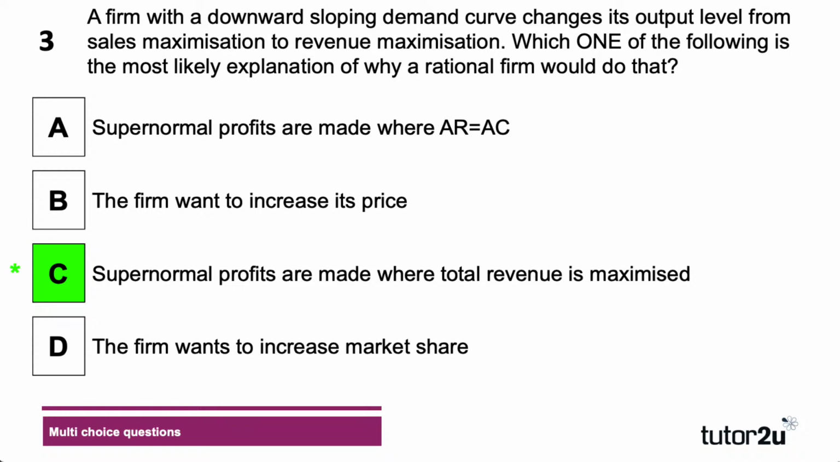So it cannot be A. Revenue maximization is where the marginal revenue line crosses the x-axis. That's where you're going to be having maximum total revenue. Okay, and if you practice drawing diagrams, you'll see that you are making some supernormal profits at that point, even if you're not maximizing the profit that you could make. Okay, so lots of things for you to go back, practice, and check there.